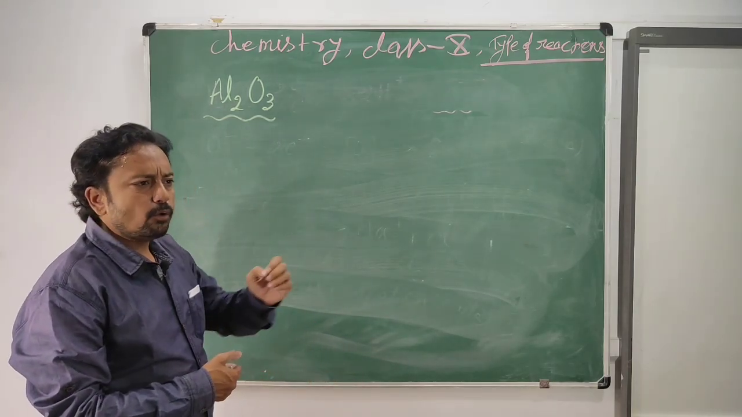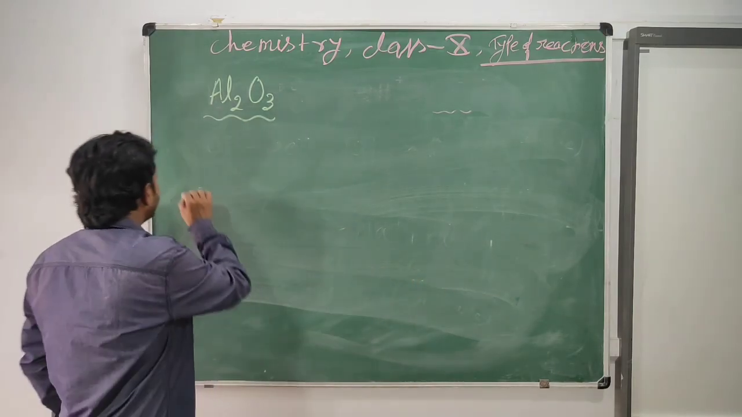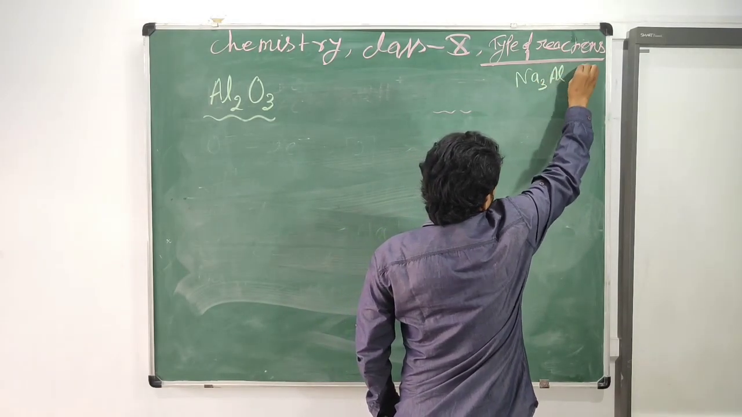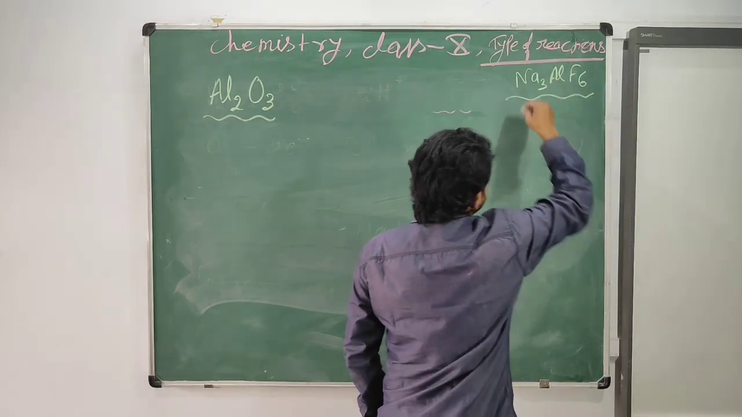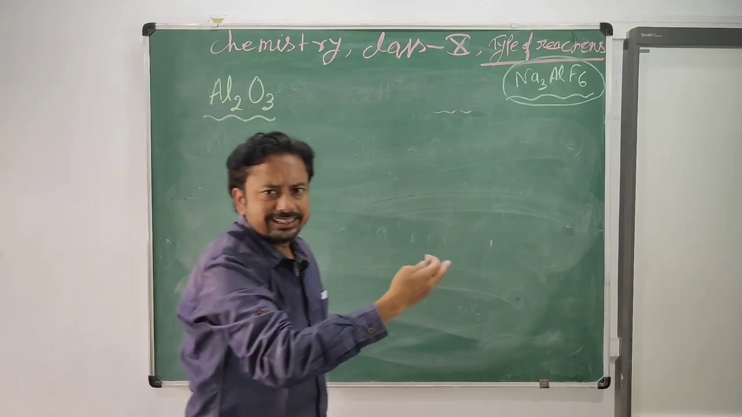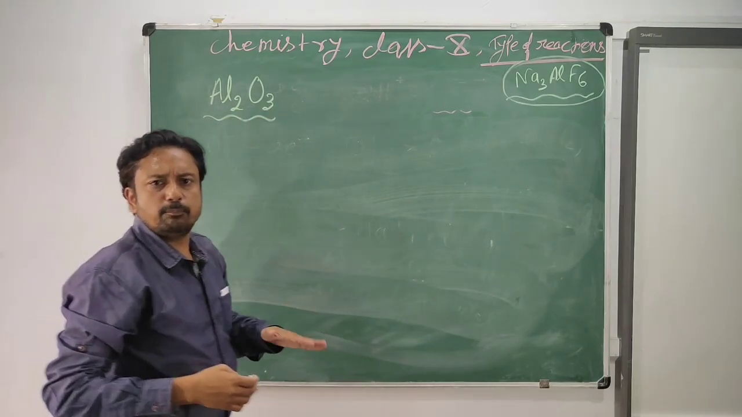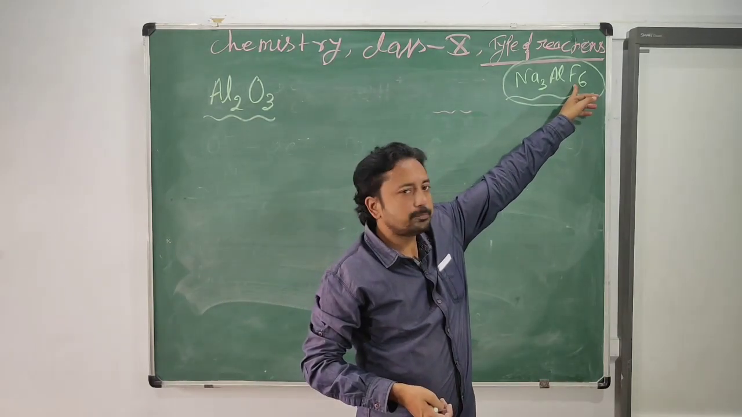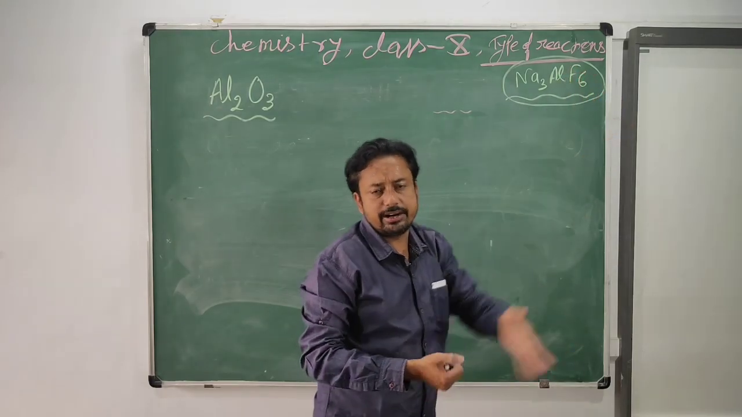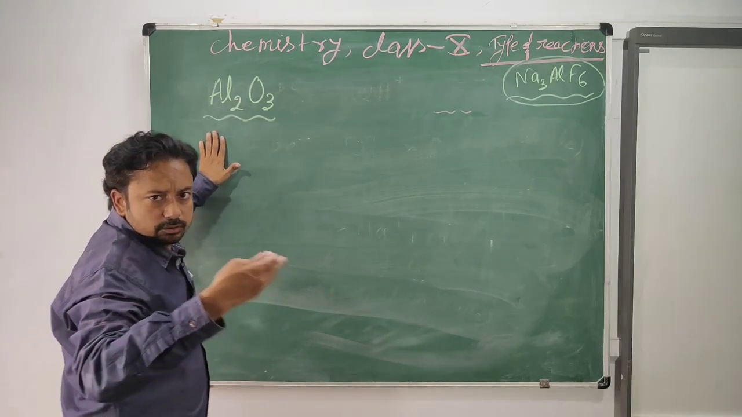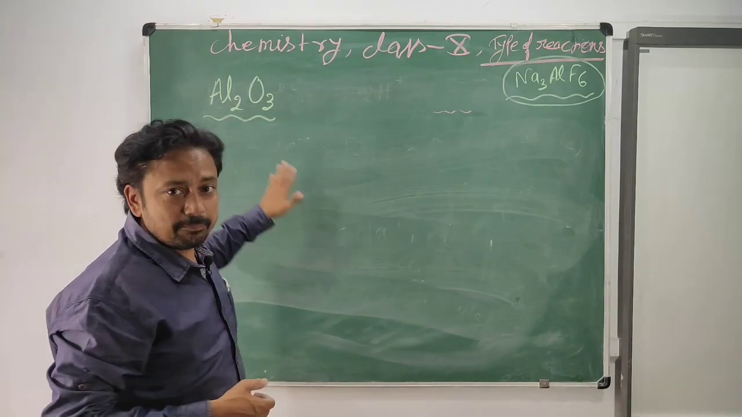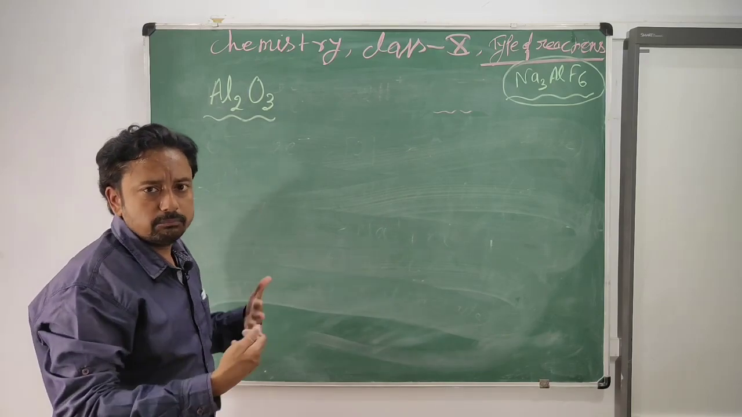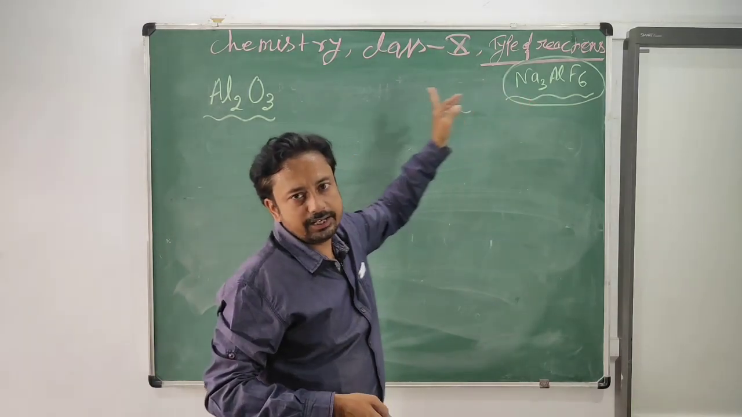But if we add a small amount of cryolite, cryolite is one ionic compound, Na3AlF6. So Na3AlF6 is cryolite. So this one is one ionic compound. When cryolite is added in alumina, then their melting point becomes low and also their conductivity becomes high due to fluoride ions present in cryolite. So due to these fluoride ions, the conductivity of alumina becomes higher and also their melting point and boiling point becomes low. It means it can melt at lower temperature when we mixed some cryolite in alumina.